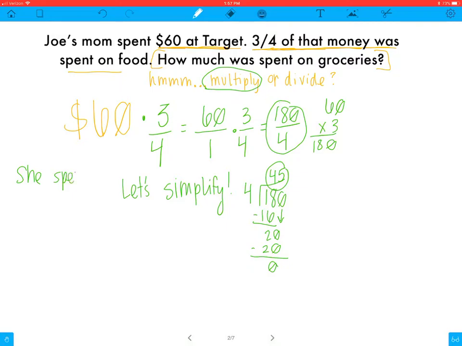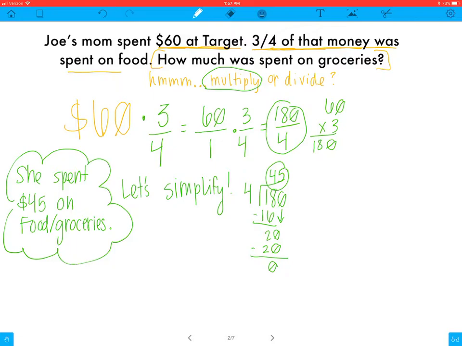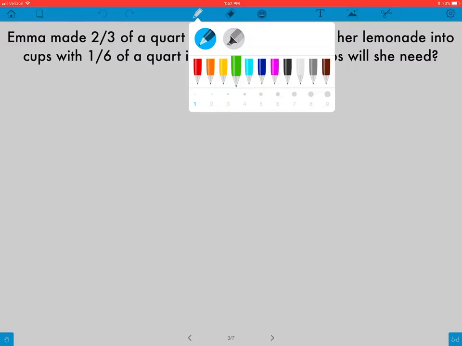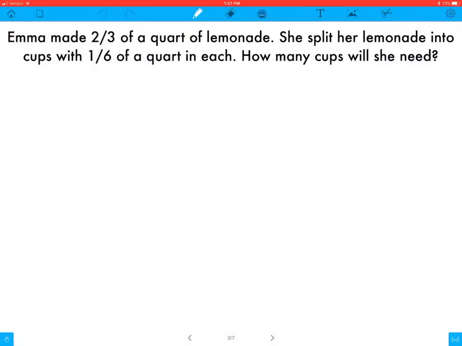So Joe's mom spent $45 on food or groceries, whatever word I want to use. In this case, I think they just go together. So of that 60, I multiplied by 3/4 to find how much money was spent on the food total. So when I go back through the questions, I'm really looking for things that, would it make sense to divide this? Did I look for a number that when I divide, it's going to be pretty big because you multiply by the reciprocal? Not in that case.